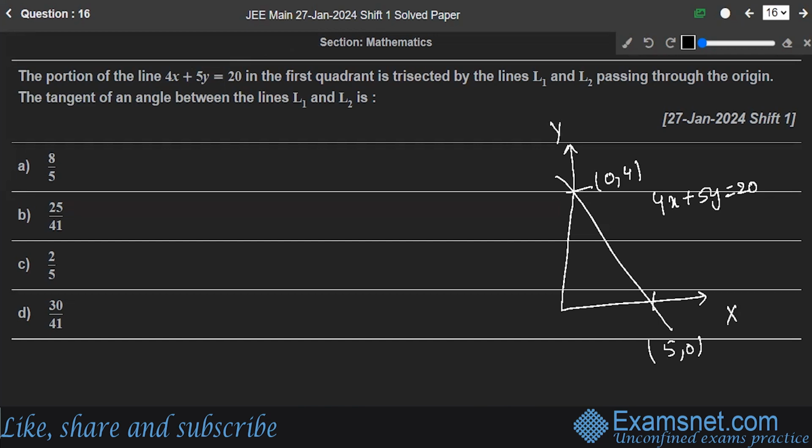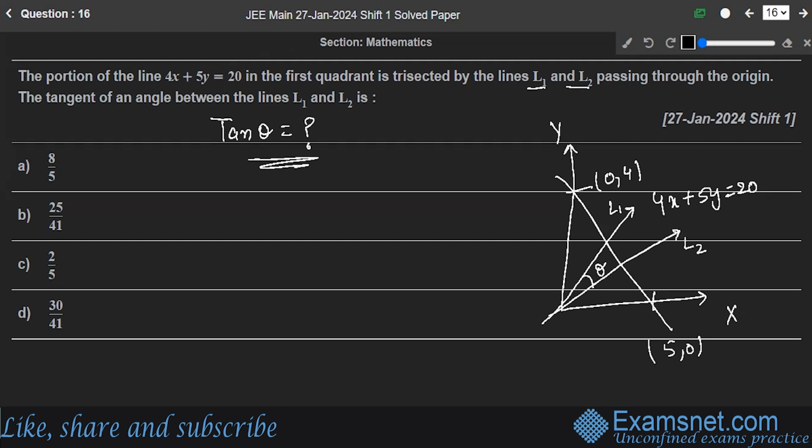Now, next thing, you are having 2 lines L1 and L2, which are passing through the origin. So this is the first line, let's say L1, and this is the second line, let's say L2. And what you have to find out? Tangent of this angle theta. This is what you need to find out.